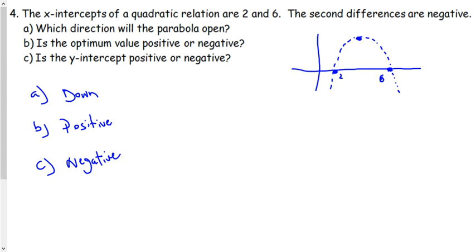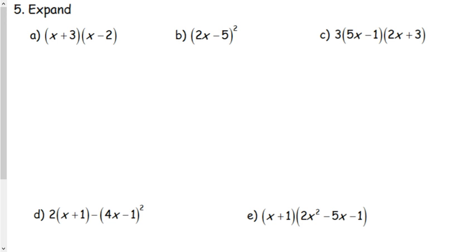Okay, let's work on our expanding a little bit, because we can go from factored form to standard form. Standard form is a pretty useful one. It's going to tell us the y-intercept nice and easily. We also have an equation in standard form that we can use to find the vertex. It's very handy. Okay, so here we go. We're going to expand. We're going to multiply through the brackets.